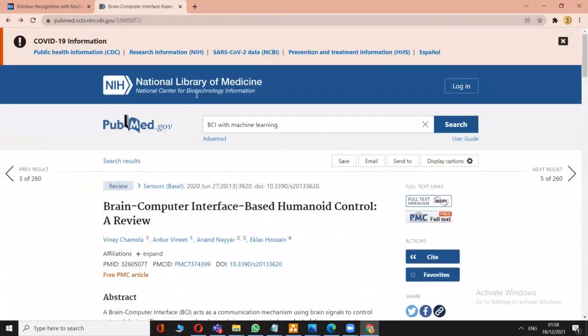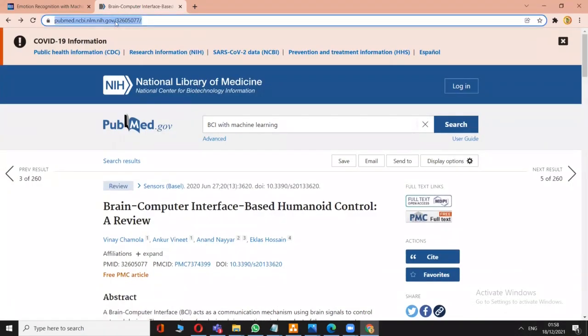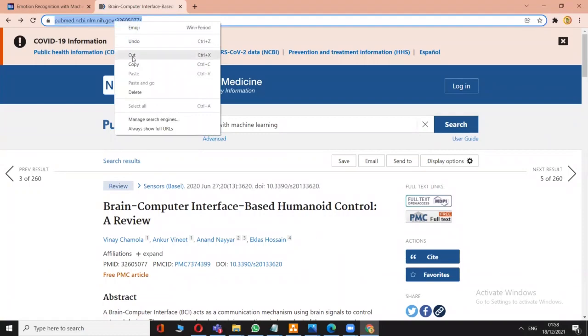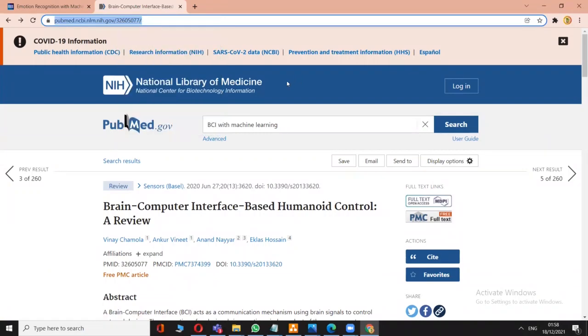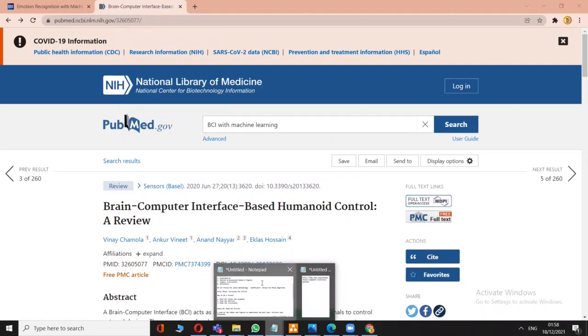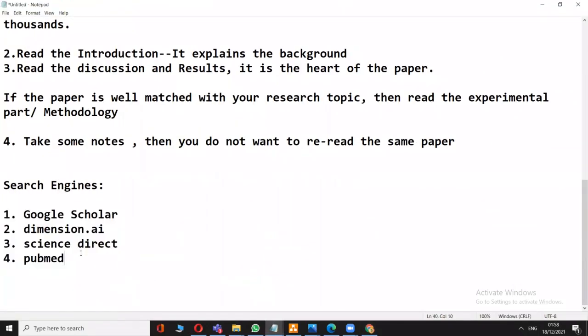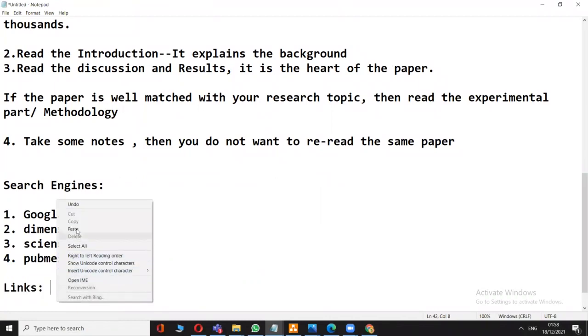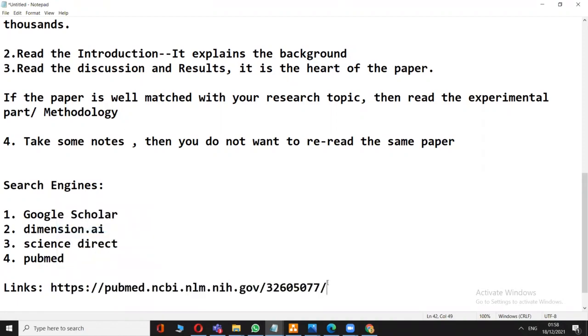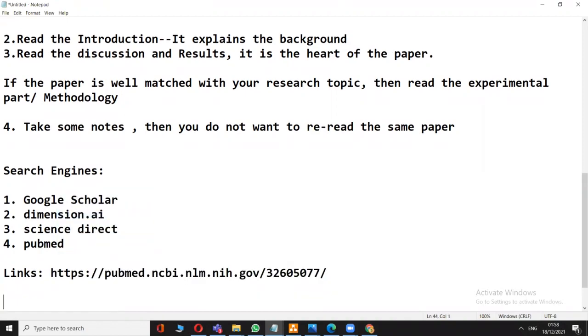Then what I can do is take the link of this research paper for my future reference. I will take the link here and put it like that. In this way, you can read the research paper and get the information, and make sure to take notes after reading your research papers.